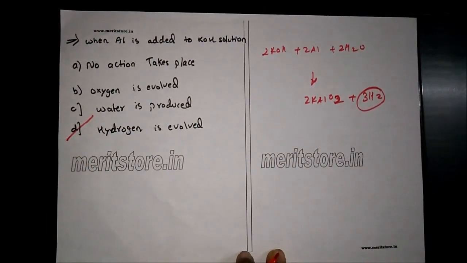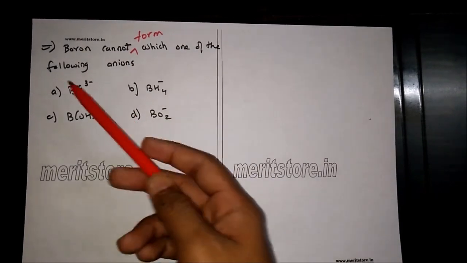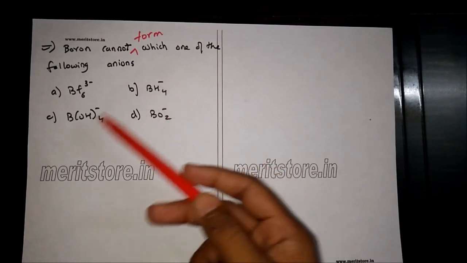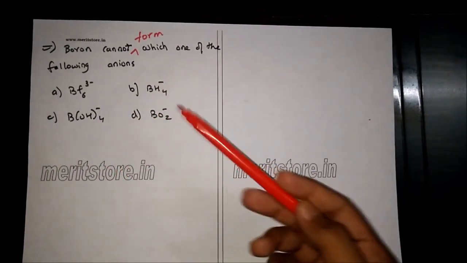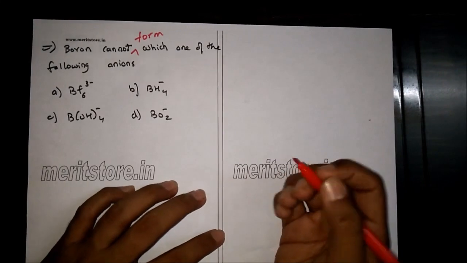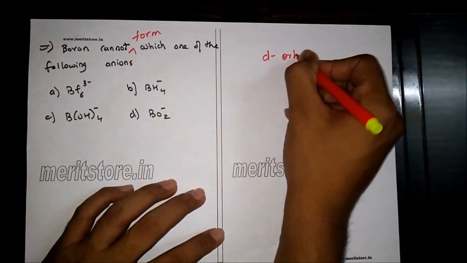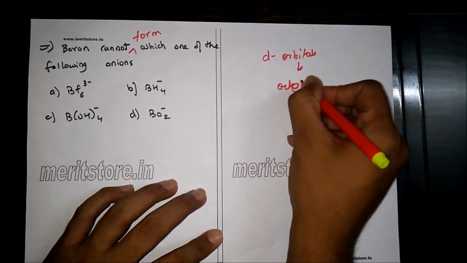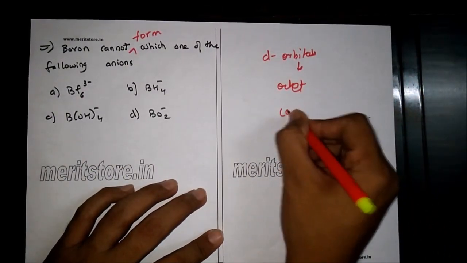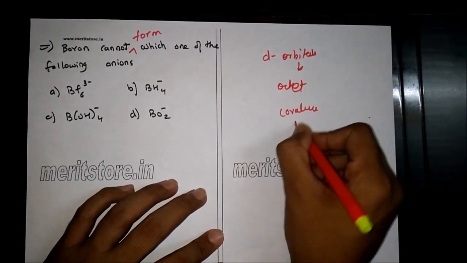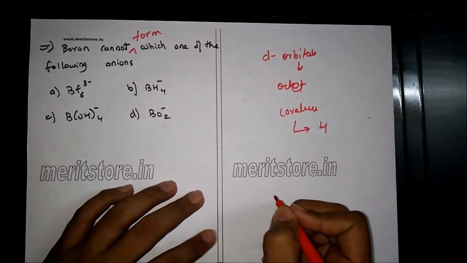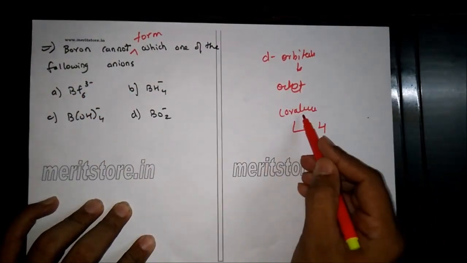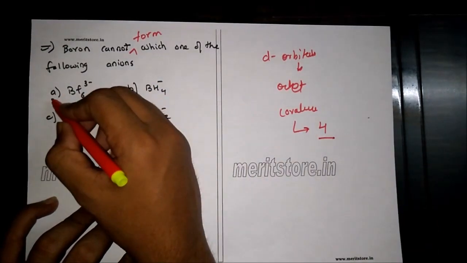Boron cannot form which one of the following anions? A, BF6 3 minus, B, BH4 minus, C, B(OH)4 minus, or D, BO2 minus. Now, due to the non-availability of d orbitals in boron, it is unable to expand its octet. Therefore, the maximum covalence of boron cannot exceed 4. Therefore, boron cannot form BF6 3 minus because the maximum covalence cannot exceed 4. Therefore, the correct answer is option A.